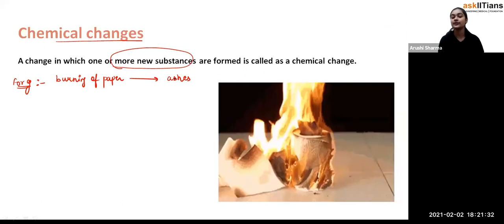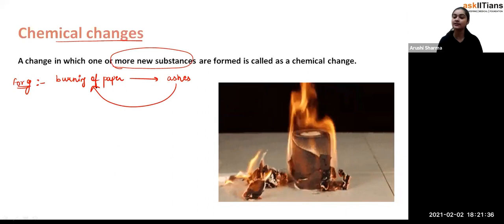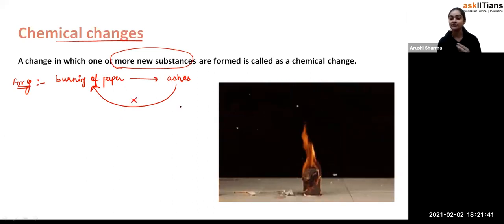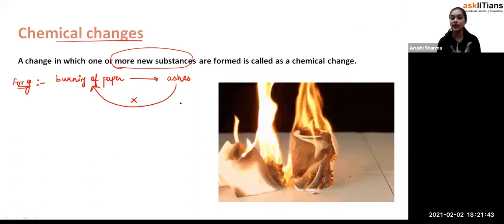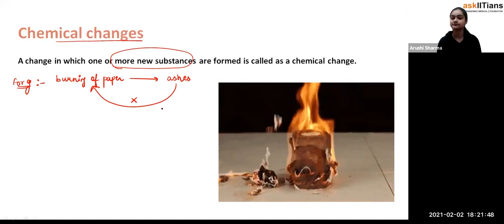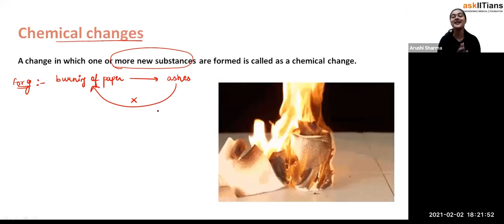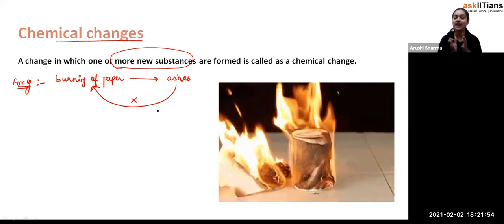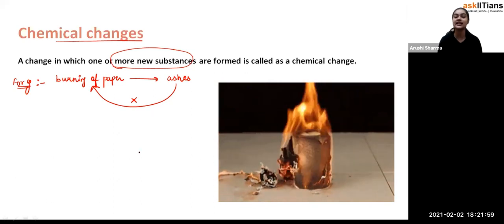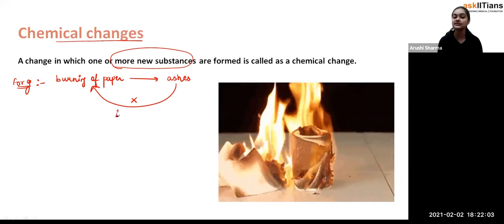And if I ask you, will you be able to reverse these ashes back to the paper? Exactly, no. Why? Because ash is a black colored kind of powder, and the paper is a white colored paper. What I'm trying to tell you is that you can't convert ash back into paper. So that's how chemical changes are usually irreversible in nature.